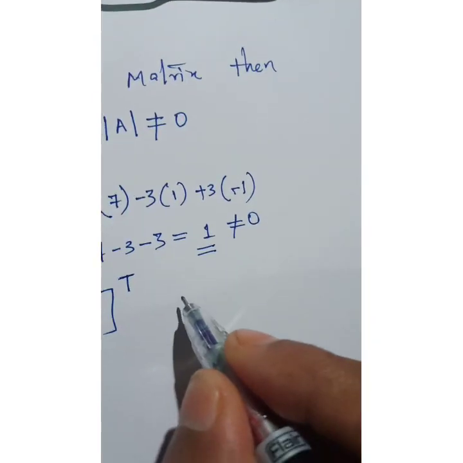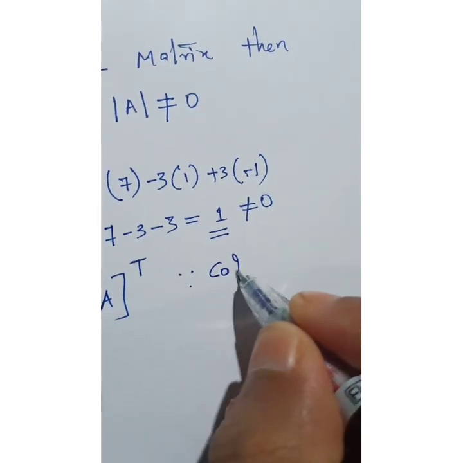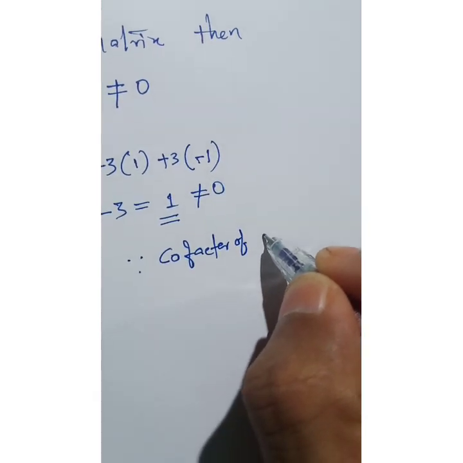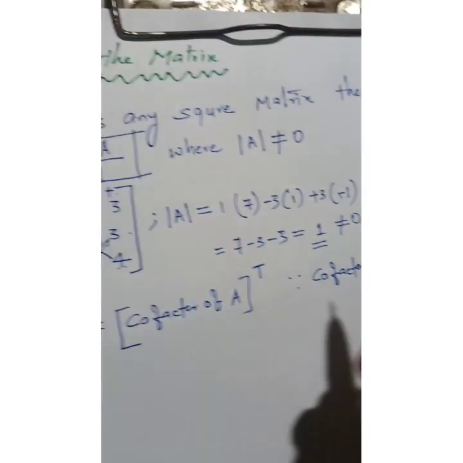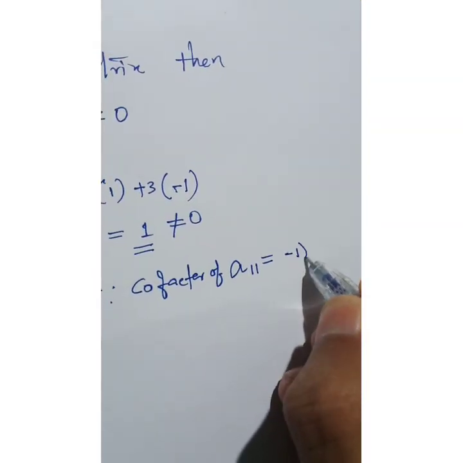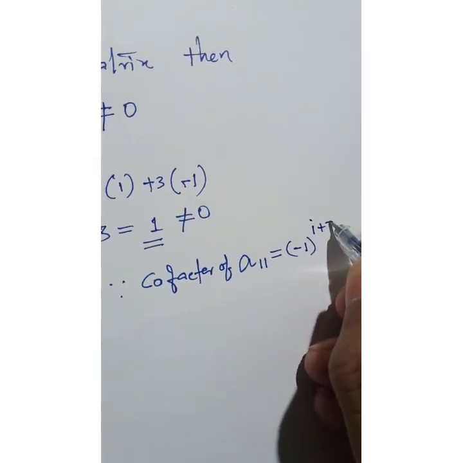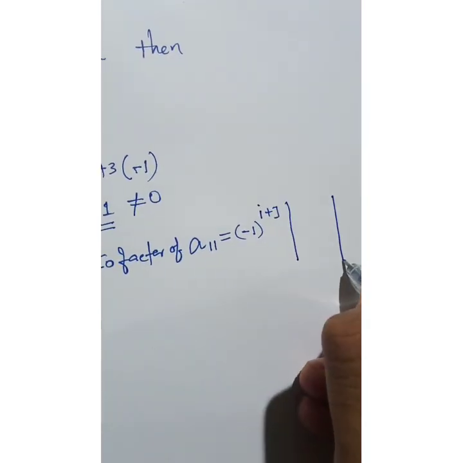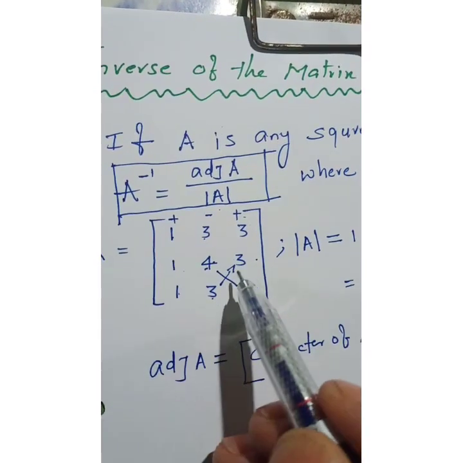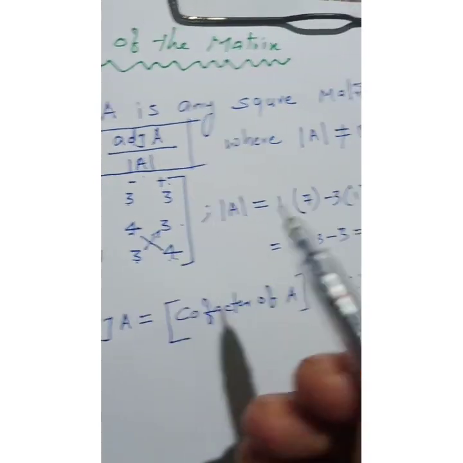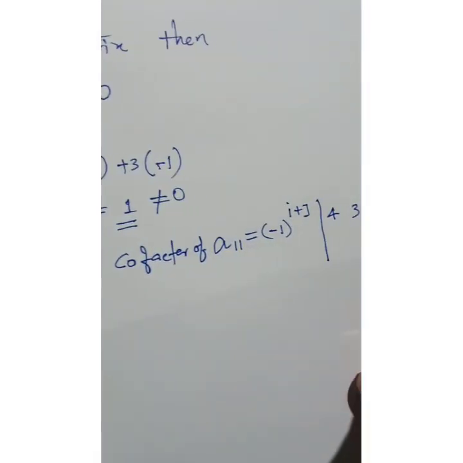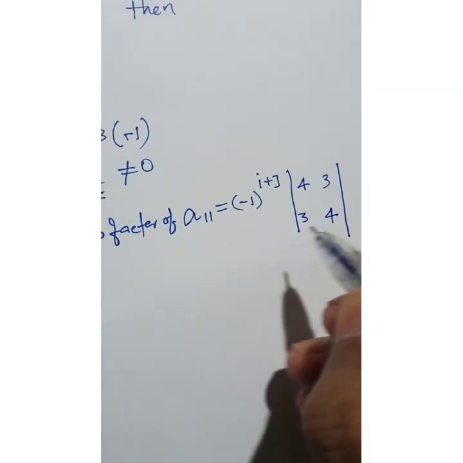So we have a formula. See this formula: the cofactor of any element, suppose it is A11, where A11 means first row, first column, is equal to minus 1 power i plus j into the minor of that element. What is the minor of that element? Suppose you are taking this element, you have to ignore this row and this column and write the rest of the elements: 4 3, 3 4.